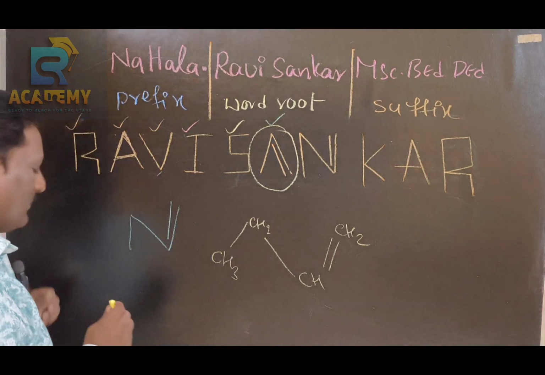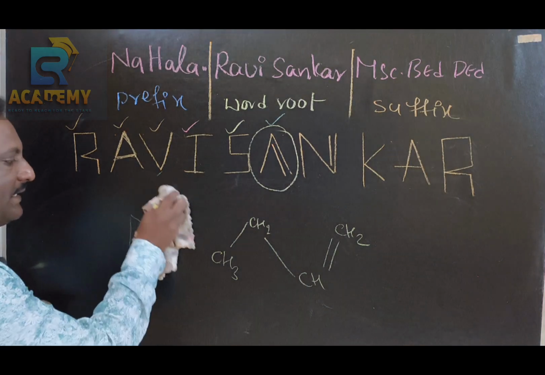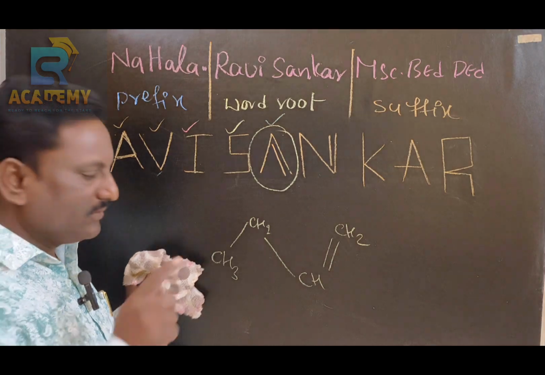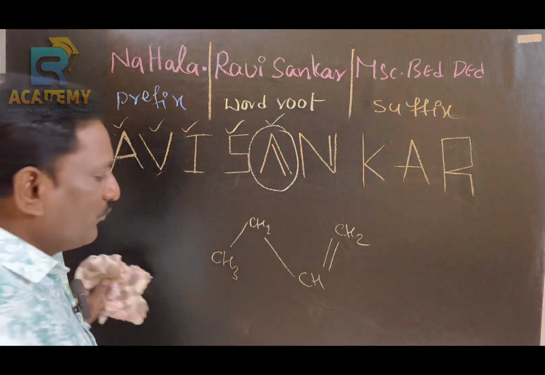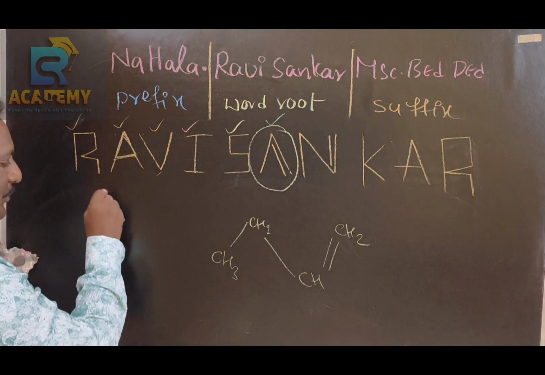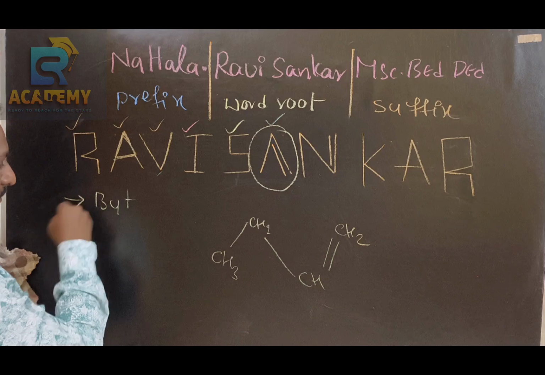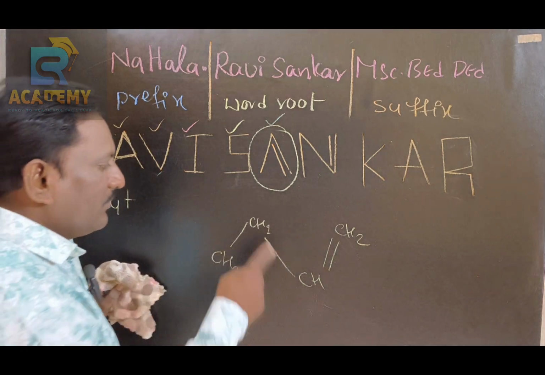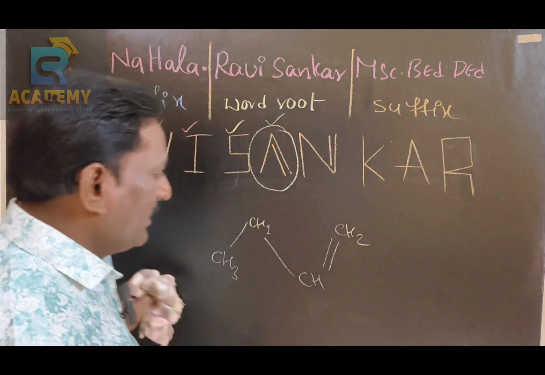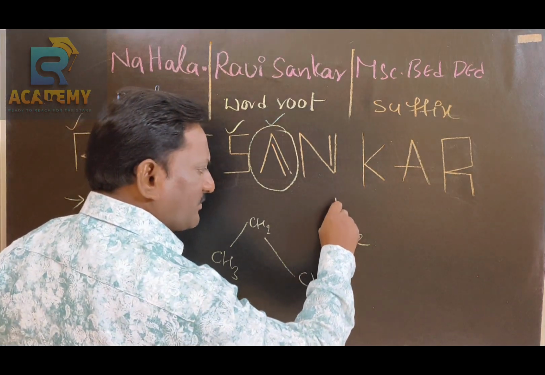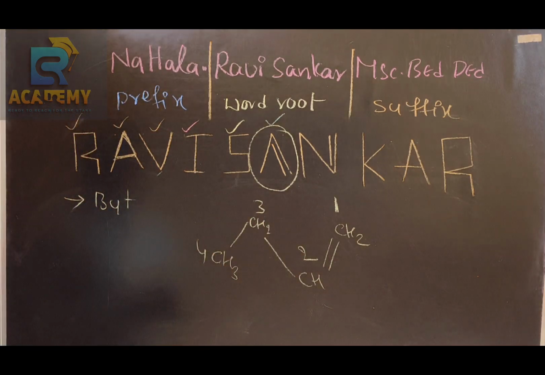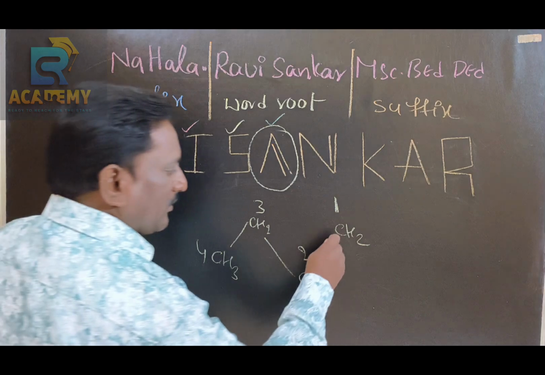21PW always. Secondary prefix, branches: no branches. Primary prefix, cyclic: it's not a cyclic compound. Word root, number of carbons: 1, 2, 3, 4. 4 carbons, so but. Primary suffix, nature of bonds between carbon and carbon: one double bond is there. At first carbon, numbering must be done from this side. 1, 2, 3, 4. Double bond is present here.